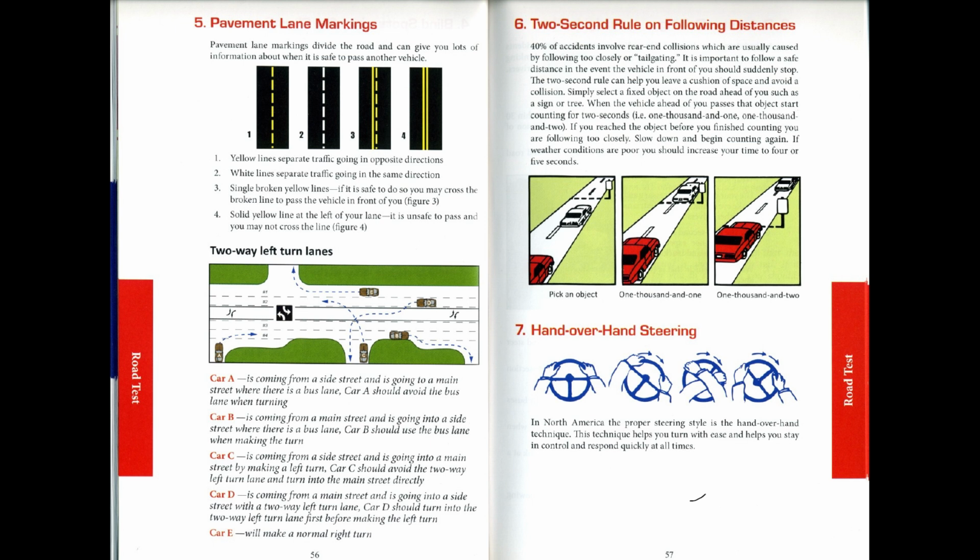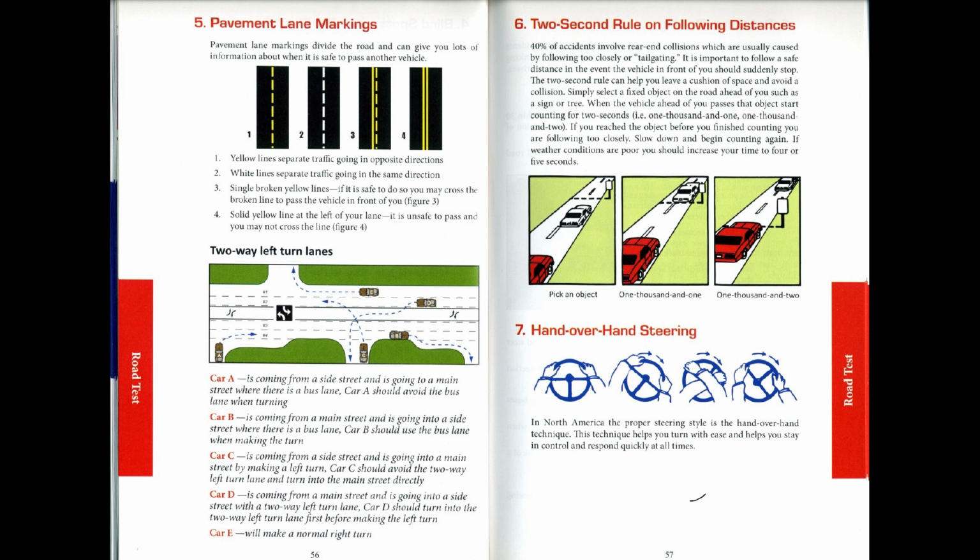Two-way left turn lanes. Car A is coming from the side street and is going to a main street where there is a bus lane. Car A should avoid the bus lane when turning. Car B is coming from a main street and is going into a side street where there is a bus lane. Car B should use the bus lane when making the turn.